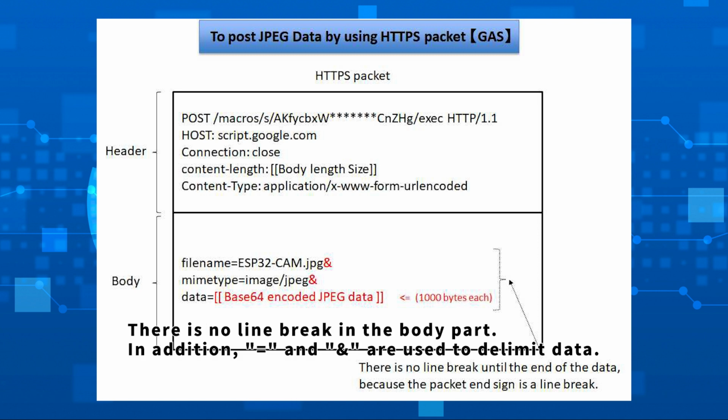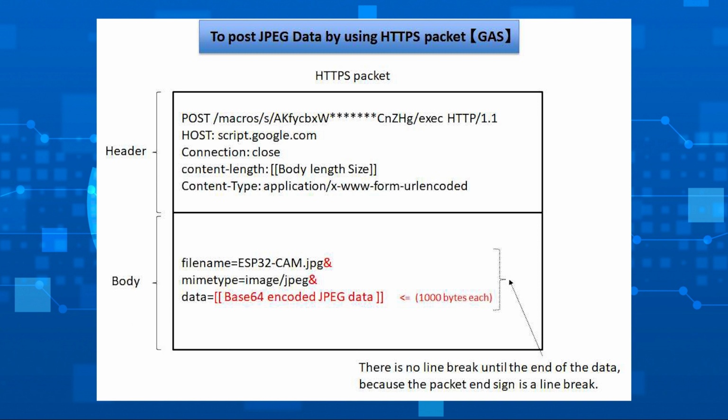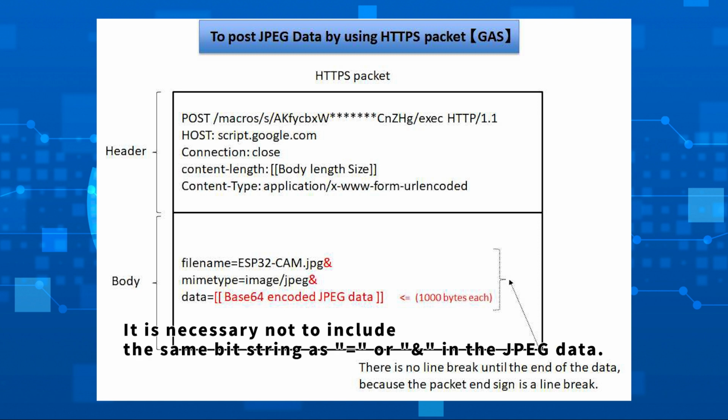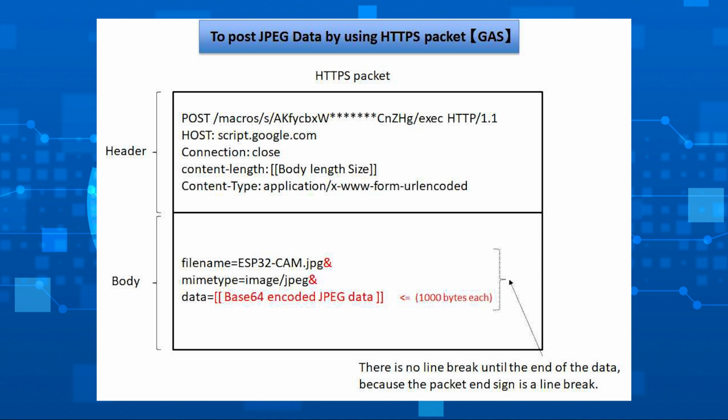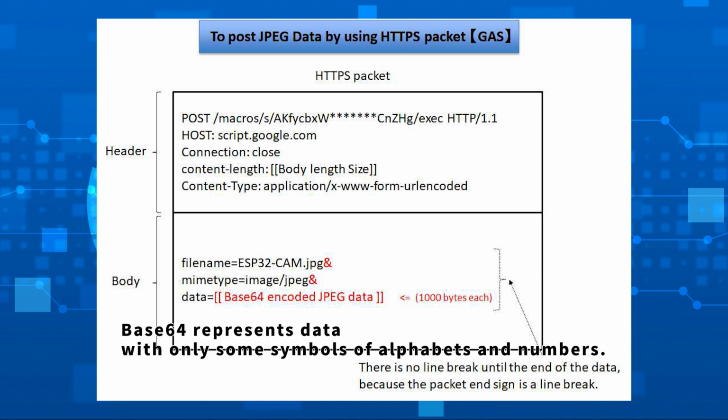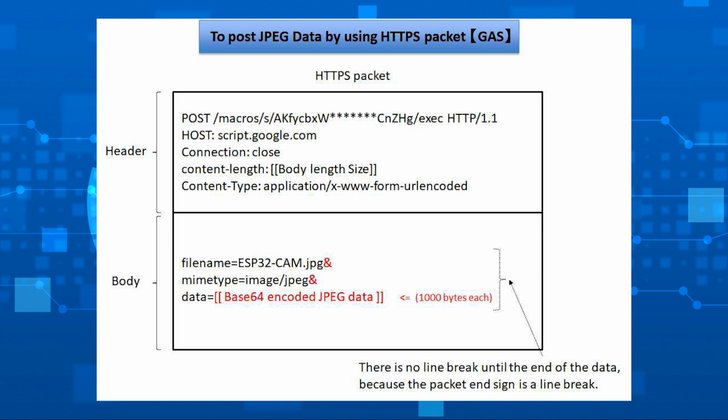First, regarding the line feed in the body part, since the end sign of the packet is a line feed, there is no line feed until the end of the data. Also, the data delimiter is sent with ampersand and equals. Therefore, if the JPEG data contains the same bit string as the character code such as line feed, ampersand, or equals, it will not work properly. Base64 represents all data with a code of alphabets, numbers, and some symbols. Therefore, symbolic codes such as ampersands and equals are not included. Therefore, Base64 encoding is performed to handle the data correctly on the receiving side.